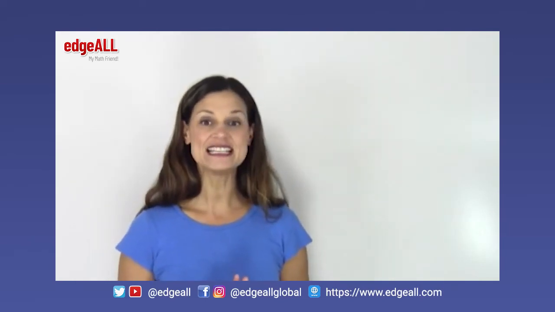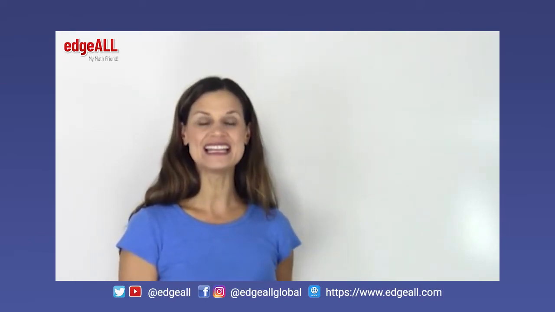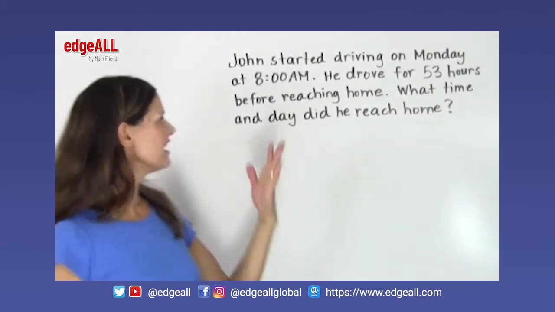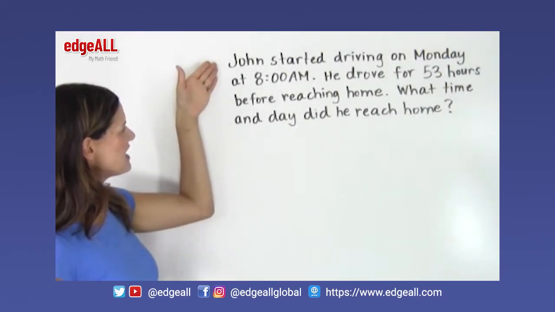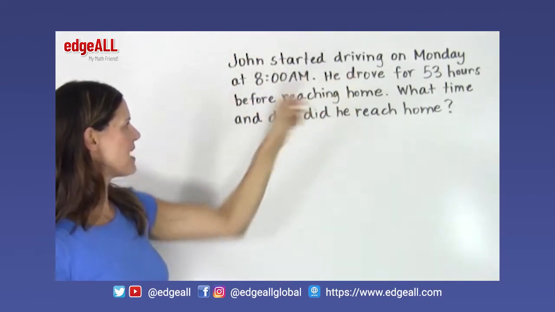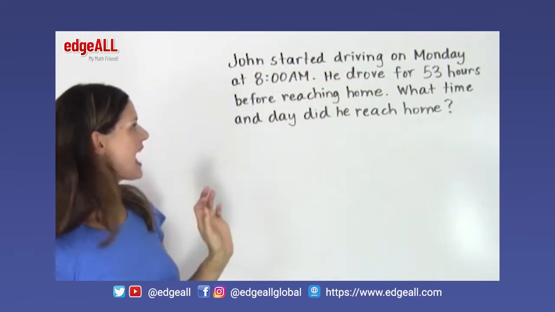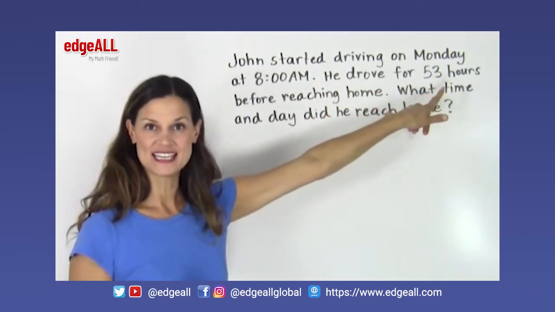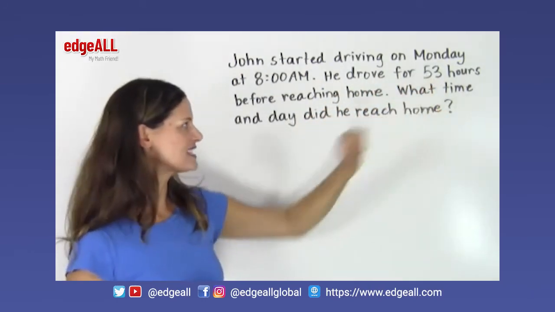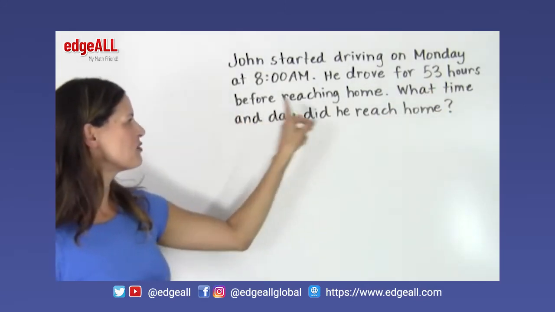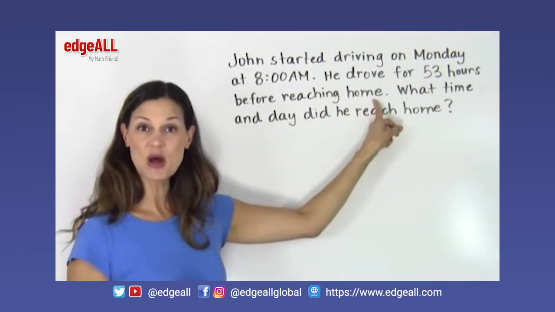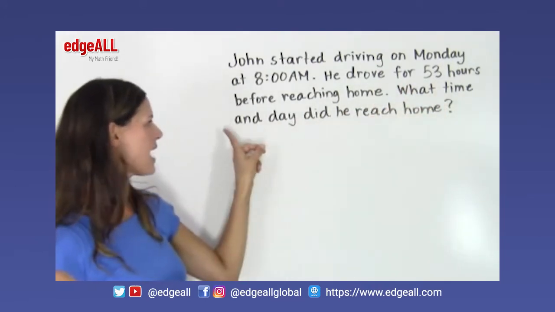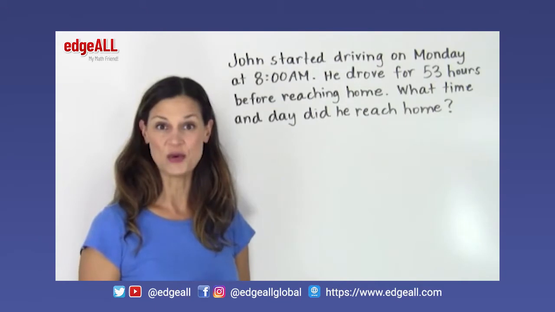Let's look at an example of how to add time in terms of days. Our example says that John started driving on Monday at 8 o'clock a.m. He drove for 53 hours, and let's hope he took some rests along the way, before reaching home. So his trip home was 53 hours. What time and day did he reach home?